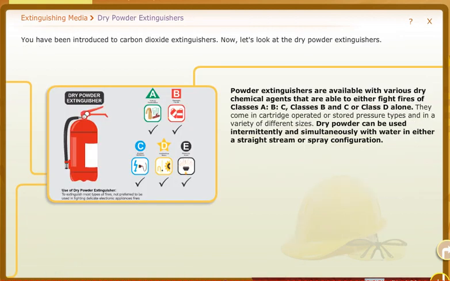You have been introduced to carbon dioxide extinguishers. Now, let's look at the dry powder extinguishers. Powder extinguishers are available with various dry chemical agents that are able to fight fires of classes A, B, C, classes B and C, or class D alone. They come in cartridge-operated or stored pressure types and in a variety of different sizes. Dry powder can be used intermittently and simultaneously with water in either a straight stream or spray configuration.